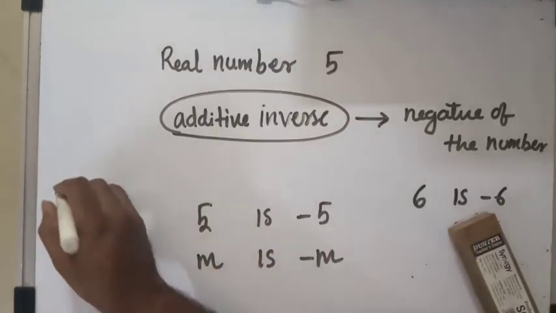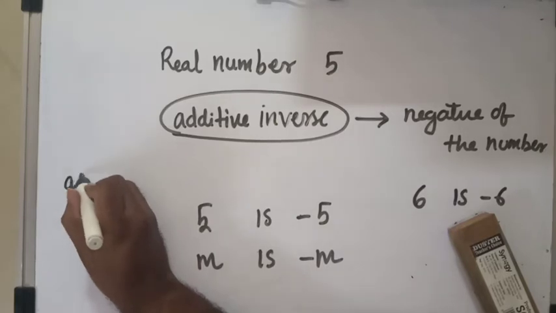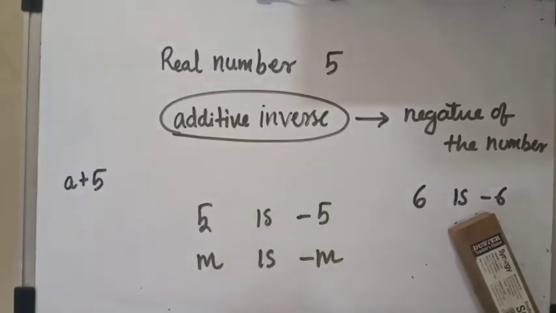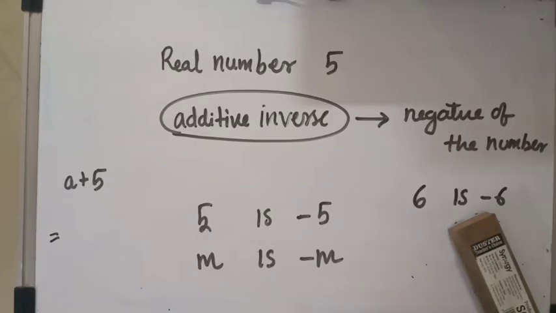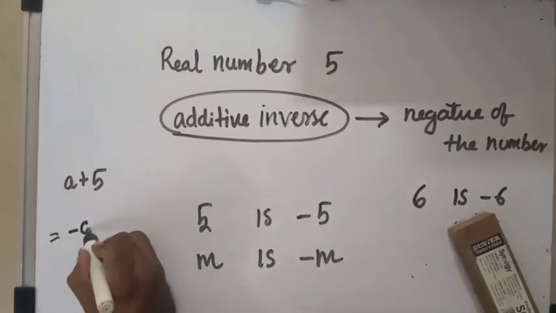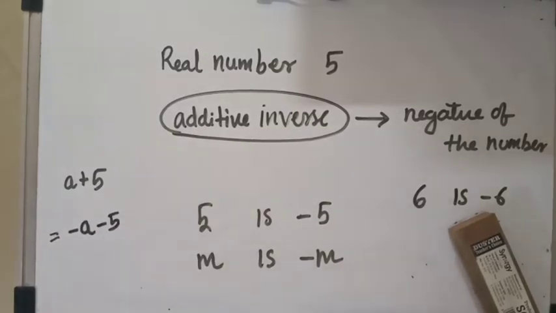Say I ask you a plus 5, what will be its additive inverse? If anyone can help me out to find the additive inverse of a plus 5. The additive inverse of a plus 5 will be minus a minus 5. This is the additive inverse. Okay children?